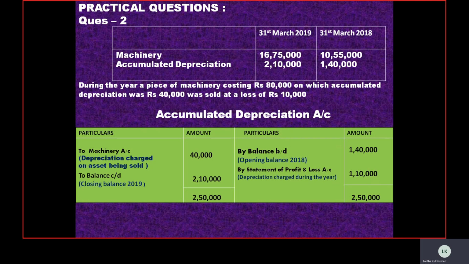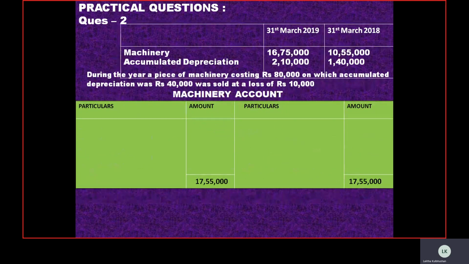You know it very well. Okay, so based on this, we identified the balancing figure for this particular question: 1,10,000. Okay, children, so we made the accumulated depreciation account. Now the next we are going to make up the machinery account, because for the machinery also the information given to us is more than 2. Hence, let us discuss how to make the machinery account.